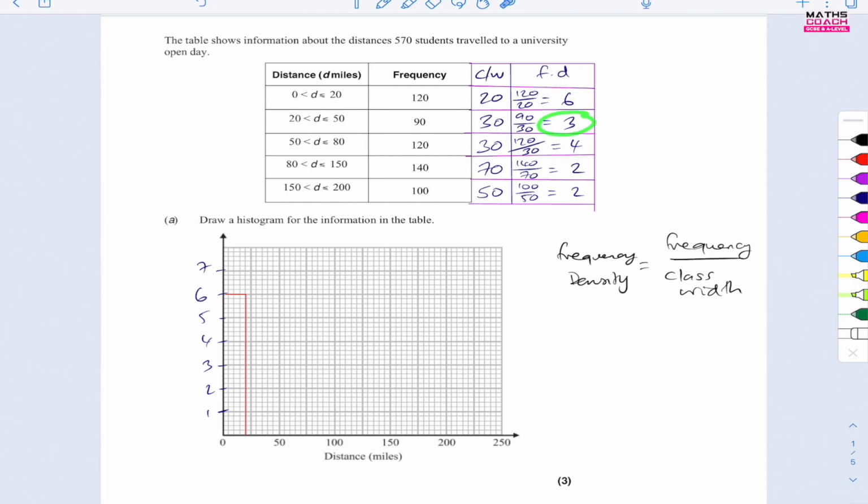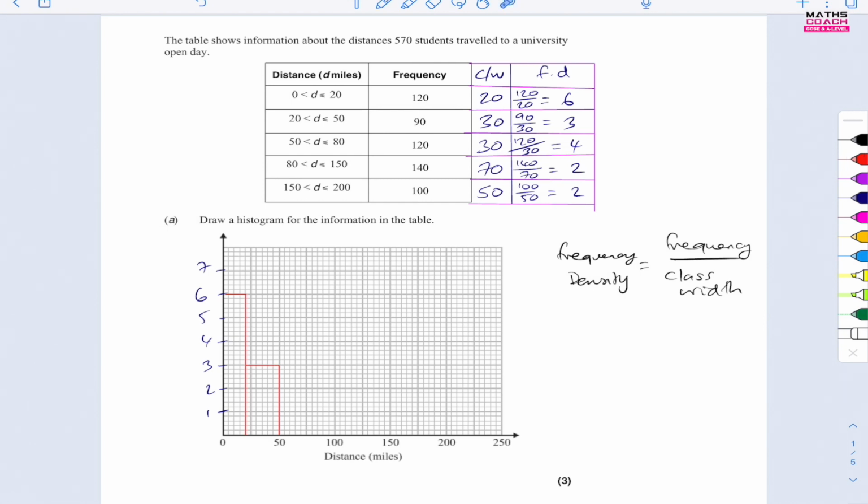Next, I have a frequency density of 3, and my class width is going from 20 to 50. So where I left off, 20 all the way to 50. And I have to go up to 3. So it's going to look like that. So let's put that in. Again, with a ruler. And we can just add it to the side of the other one, because it's already drawn for us. That's done.